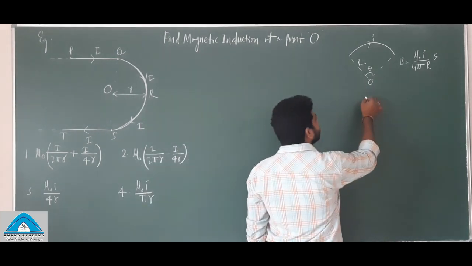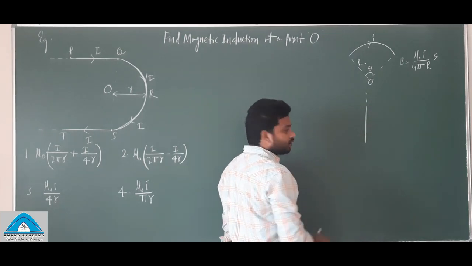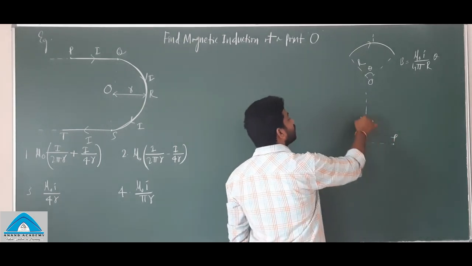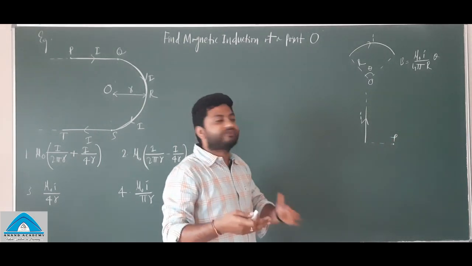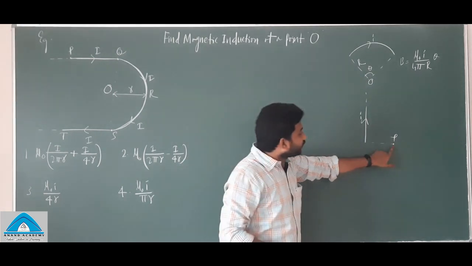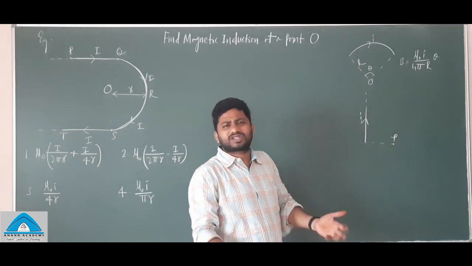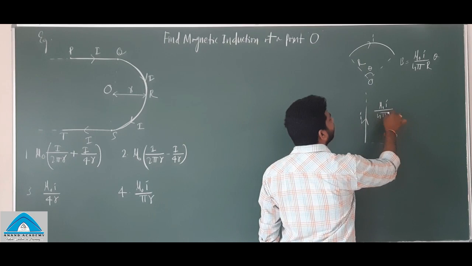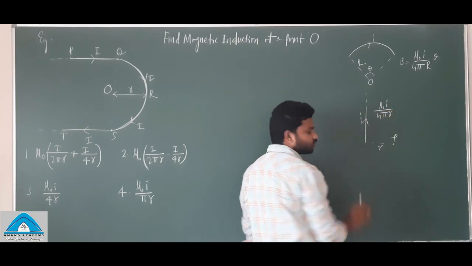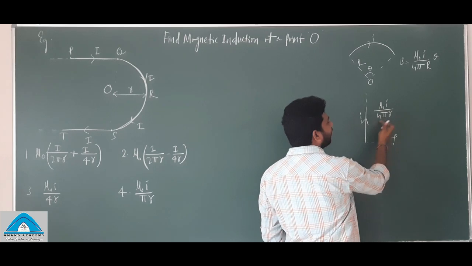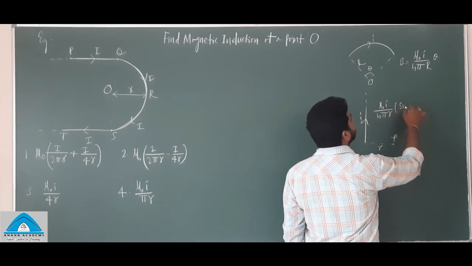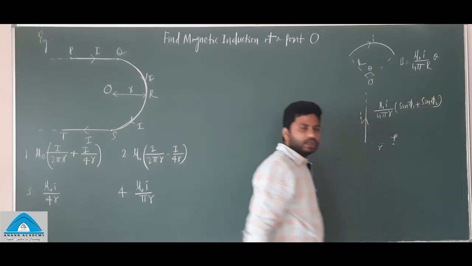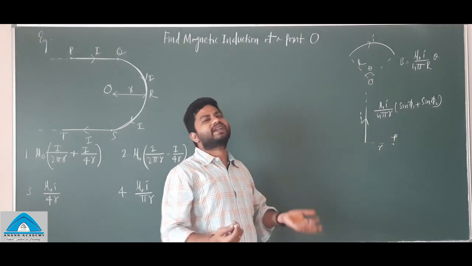Now, the second case: there is an infinite long wire. At one end, the point P is kept here. Through the infinite wire, the current flowing is I. At this point, you find the magnetic field. It's so simple. The formula here is mu naught I by 4 pi R into sine phi 1 plus sine phi 2, where R is the distance between these two points. Clear? So what are phi 1 and phi 2? That is important here.